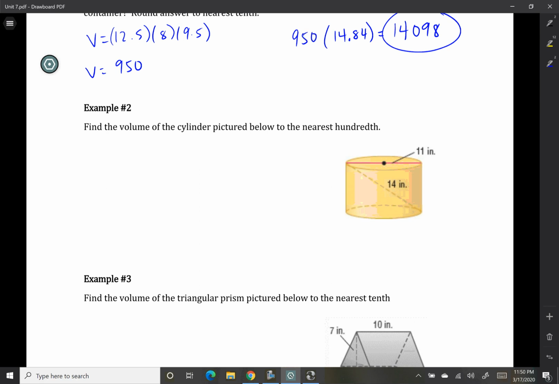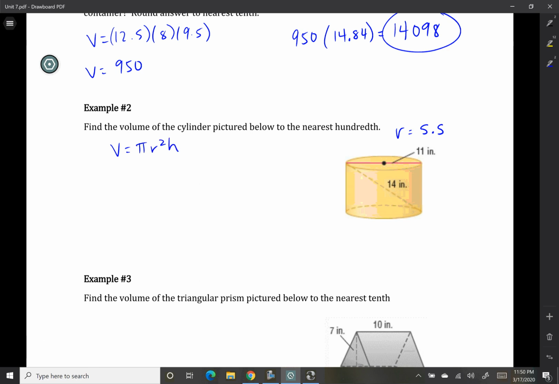So here's our circular cylinder. It has a diameter of 11 inches, which means that the radius is 5.5 inches. That's important because we have radiuses in the formula for a cylinder. Now, if you look on the reference sheet, the volume for a cylinder is pi r squared h.